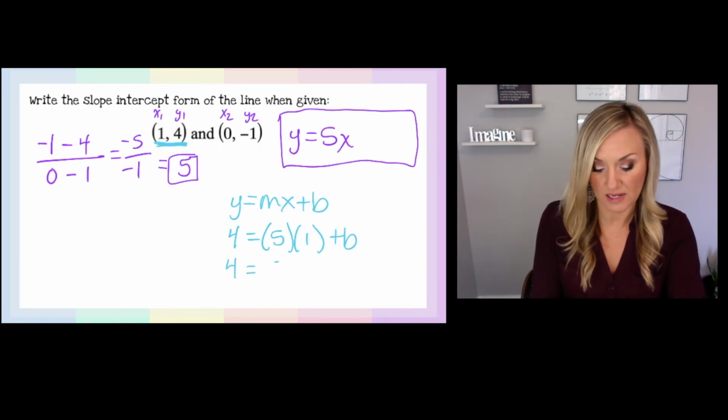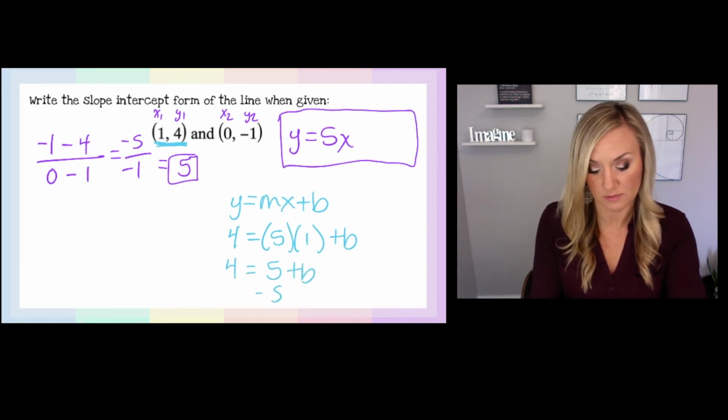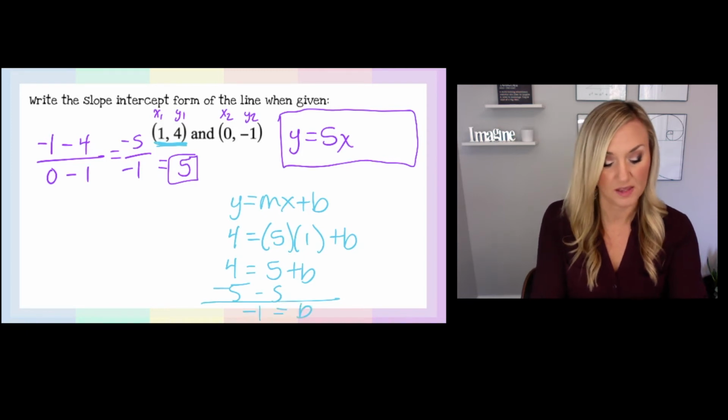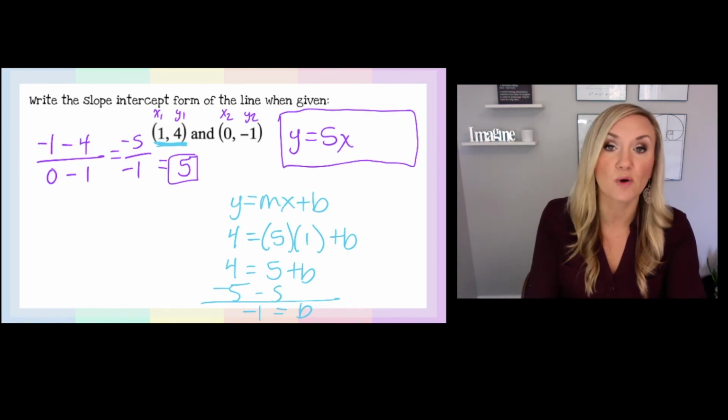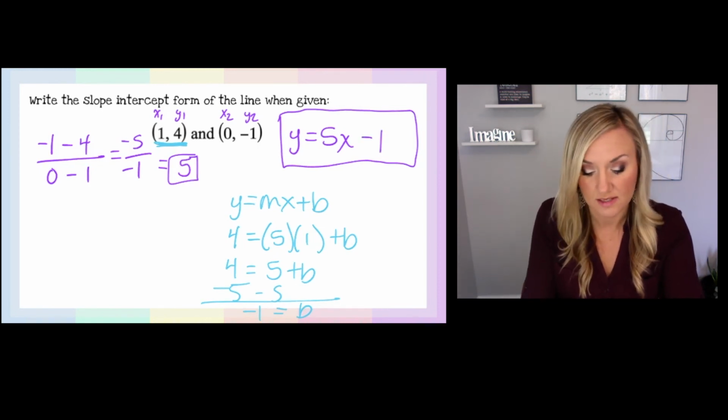So now 4 equals 5 plus b, and when I subtract 5 to the other side, well, our b is -1. So now I have the equation of the line that goes through those 2 points. It is y equals 5x minus 1.